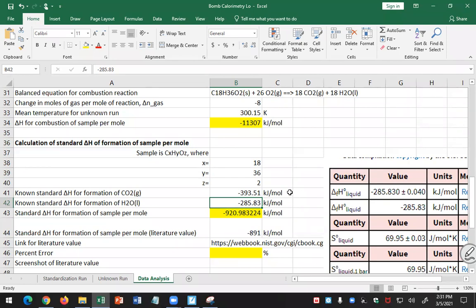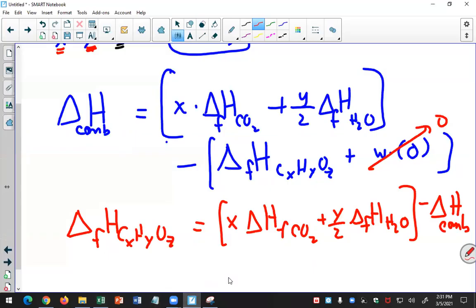Okay? And then where do you get your standard delta H of formation of sample per mole? Calculate that from this formula right here. Delta H of combustion is x times delta H formation of CO2 plus y over 2 times delta H formation of water minus delta H formation of your unknown. Since you measure the delta H combustion in your experiment, you can solve for the delta H formation of your unknown.